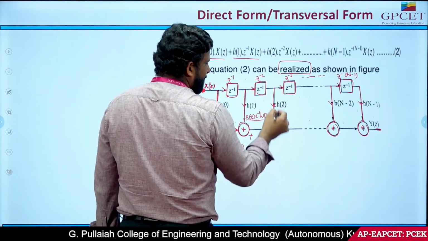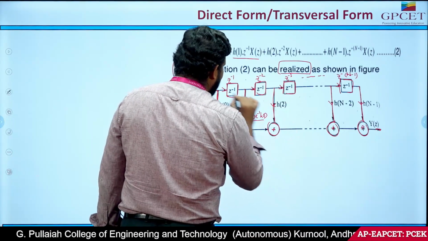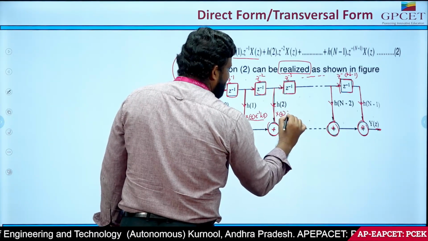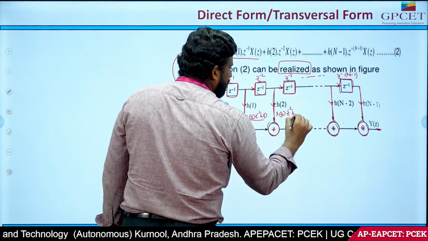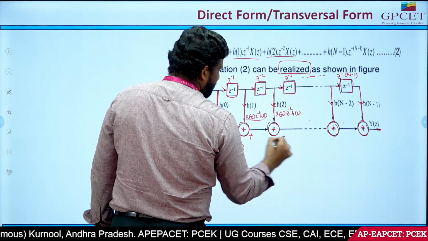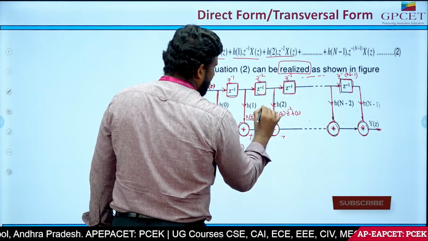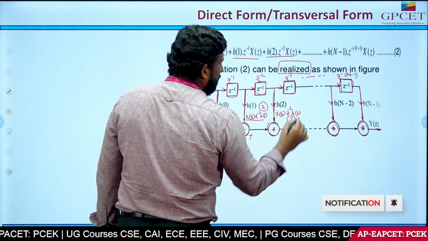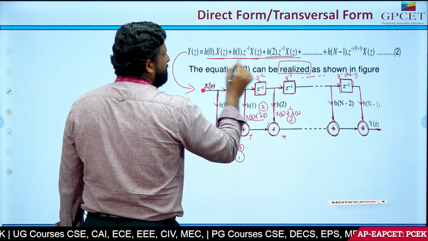Now here is another term. What is the other term I am going to get here? Same, x of z, z power minus 2, h of 2. So this is the third term I got here. So plus first term, second term, third term. After getting the total, I am going to get the three terms like this.